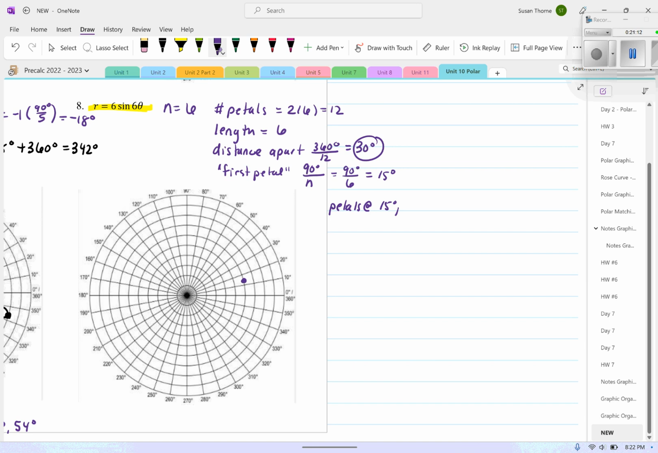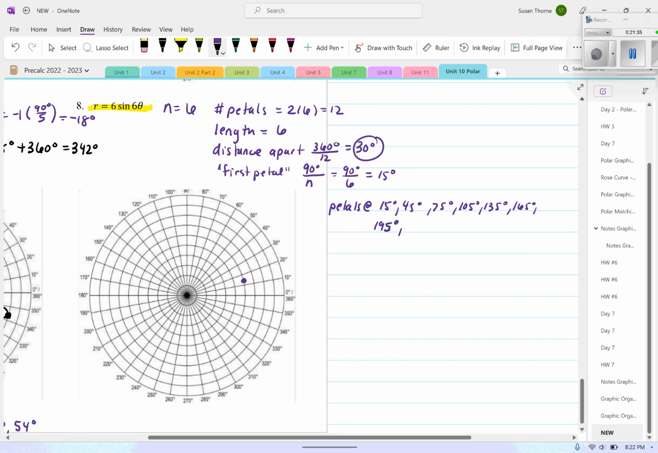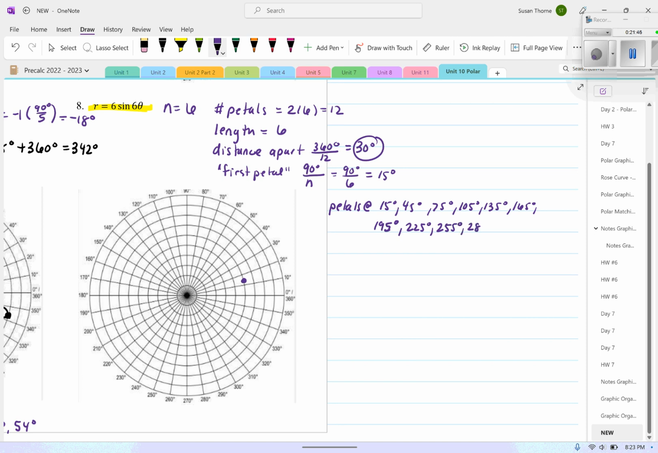And then we're going to add the distance apart, which is 30 degrees. So 15 degrees, 45 degrees, 75 degrees, 105 degrees, 135 degrees, add another 30 and get 165 degrees, add another 30, get 195 degrees, add another 30, and we get 225, 255, 285, 315, and 345.